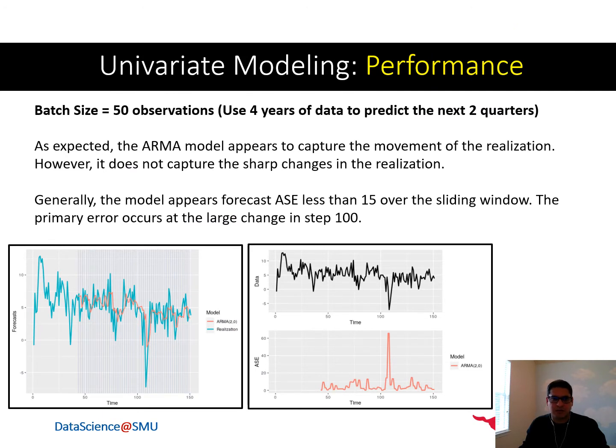For this, we use a batched ASE approach where we use data from 4 years to predict the next 2 quarters. The forecast from the ARMA model seem to track the movement in the data quite consistently. The only thing that they didn't do well is track sharp dips in the GDP or sharp rises in the GDP, which can be seen by these spikes in ASE. The spikes are mostly appreciable when there's a sharp dip in the GDP value.